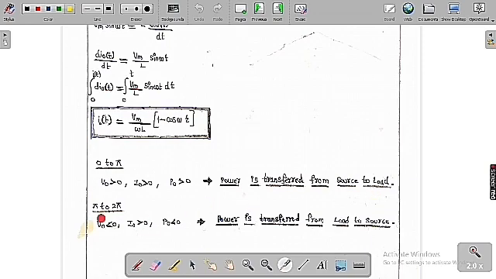Whereas from pi to 2 pi, v0 is less than 0 but i0 is still greater than 0. So the product p0 is less than 0, which indicates that power is transferring from load to source. The load is delivering power to the source. So from 0 to pi, the load is absorbing the power from the source, and from pi to 2 pi, the load is delivering the power to the source.